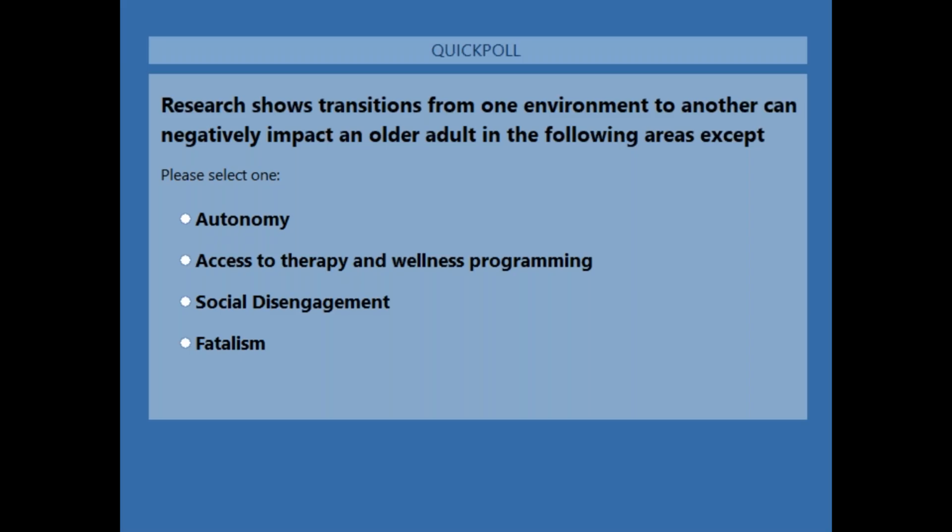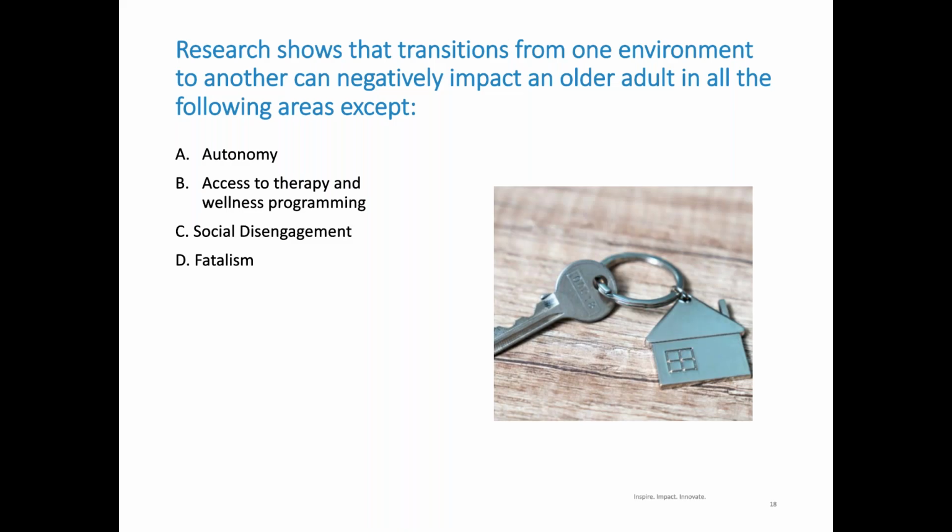Okay, looks like about 75% of you have answered, so I will go ahead and close it. And 43% of you said access to the therapy and wellness programming. 35% said fatalism. 11% said social disengagement, and 11% said autonomy. B is the correct answer, access to therapy and wellness program, because our residents are going to have access to therapy and wellness program across all care settings.